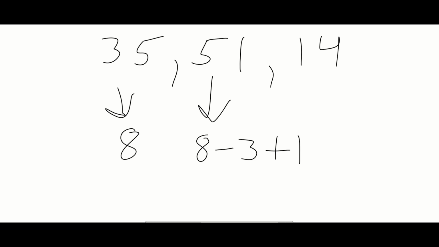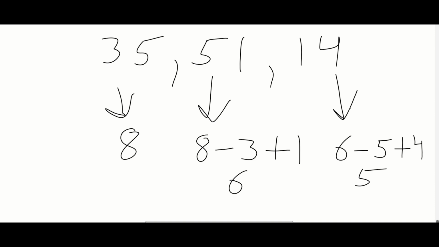So for this it would be 8 minus 3 is 5 and plus 1 is 6, and for this we will have 6 minus 5 plus 4, which will basically be 5, right? So the sum, right? That's the idea. The most important thing here to learn is we don't want to recompute the sum. We can use the previous sum, just remove one element from the previous array and add an element from the current array, right?